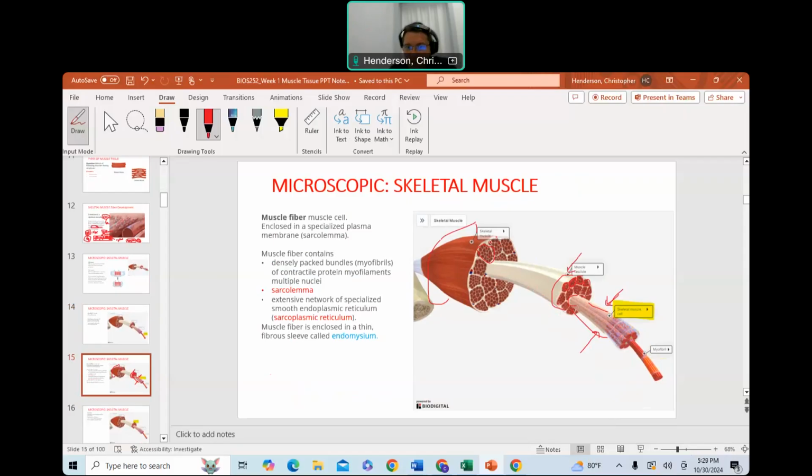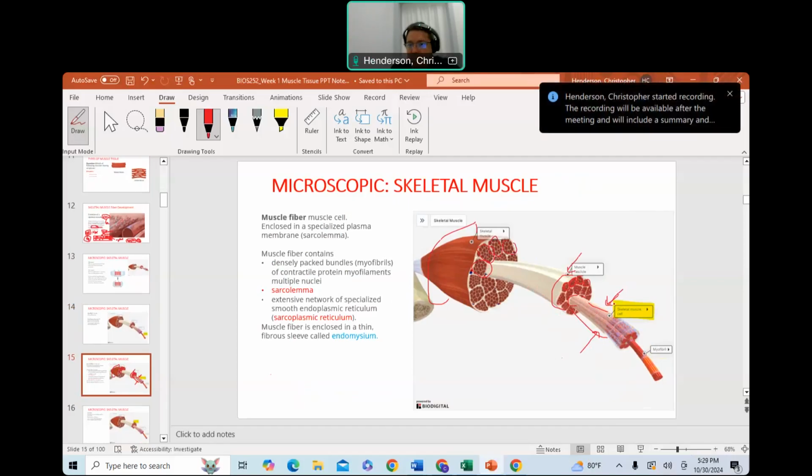So here is a fascicle. Here is a fascicle. Here is a fascicle. And all these little circles in there, those are all going to be muscle fibers.